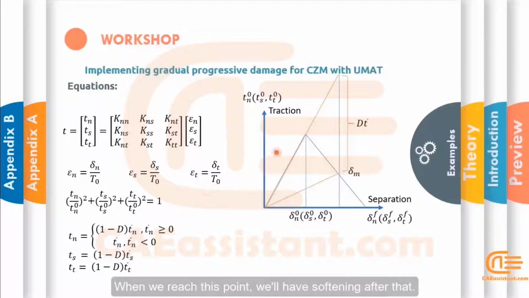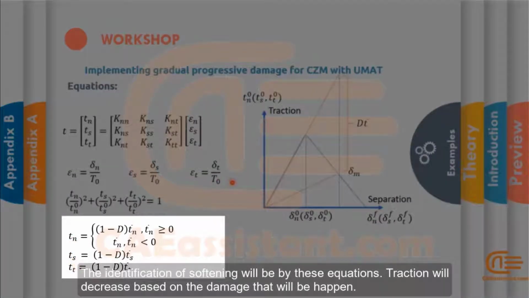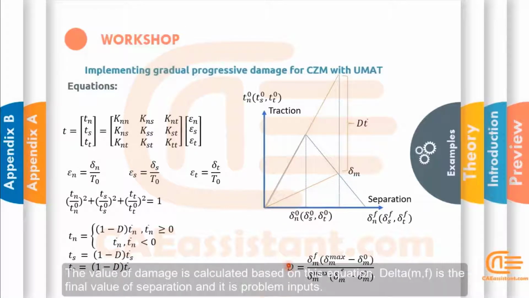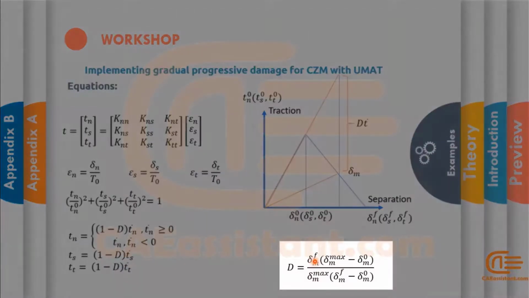When we reach this point, we'll have softening after that. As mentioned, the identification of this point will be done by this equation. The softening will be presented by these equations. Traction will decrease based on the damage that will be happening. The value of damage is calculated based on this equation. Delta NF is the final value of separation, and it is a problem input.